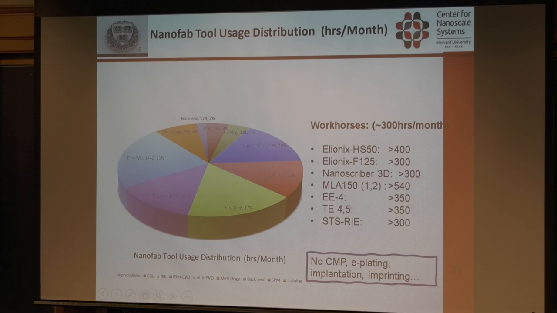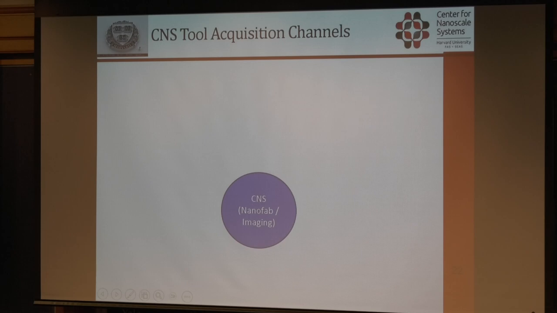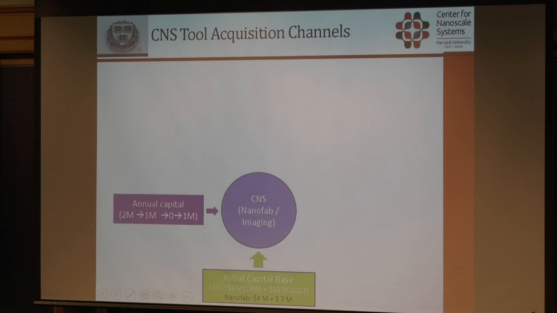But the major limitation, the major challenge here, is that we don't have space. We cannot find any space outside or inside the clean room to host those equipment. Now, one of the questions you may ask is how we get the equipment funded, right? Based on the original capital base, we got 4 million and 7 million before 2007, and then we built a base. After 2012, Harvard basically gave CNS about 2 million in capital money every year. That allowed us to catch up, but that stopped in 2014, and then reduced to 1 million, and then to zero during the pandemic, and now it's back to 1 million.